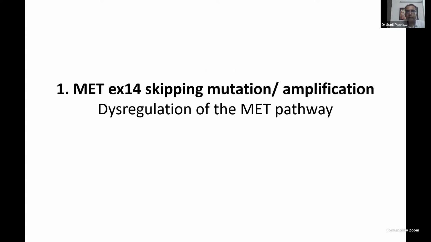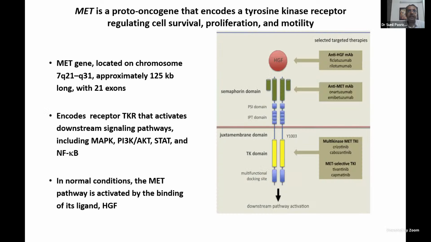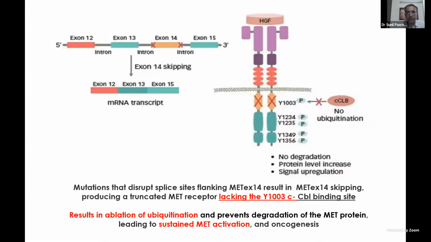So MET exon skipping mutation or amplification can cause a dysregulation of the MET pathways. Basically MET is a proto-oncogene that encodes a tyrosine kinase receptor regulating cell survival, proliferation and motility. This gene is located on chromosome 7, which encodes for the receptor tyrosine kinase that activates the downstream signaling pathway, including the MAP kinase, PI3K and nuclear factor kappa B. In normal conditions, the MET pathway is activated by binding of its ligand, hepatocyte growth factor.